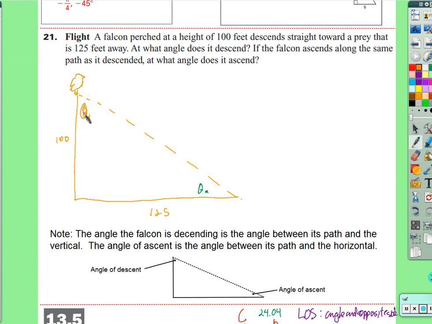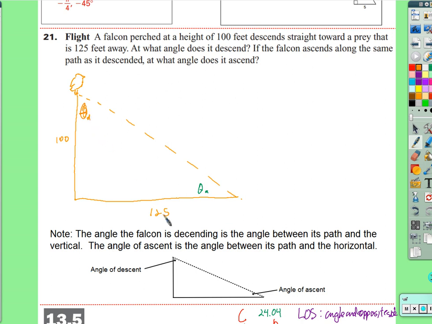I named these theta D and theta A because this is the angle that descends and the angle that ascends. I put a little note here: descend means go down, ascend means go up. So the angle of descent would be the angle between the vertical and the path that you take, and the angle of ascent would be the horizontal. That's what theta D is, the angle of descent.